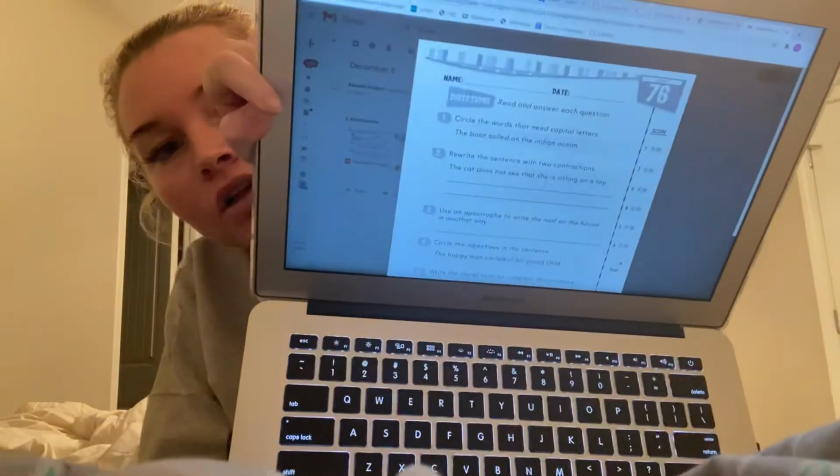Okay, so this is for literacy for Tuesday, December 8th. We are looking at, let's go ahead and start with language. It's going to say day 76. It's going to look like this page right here.